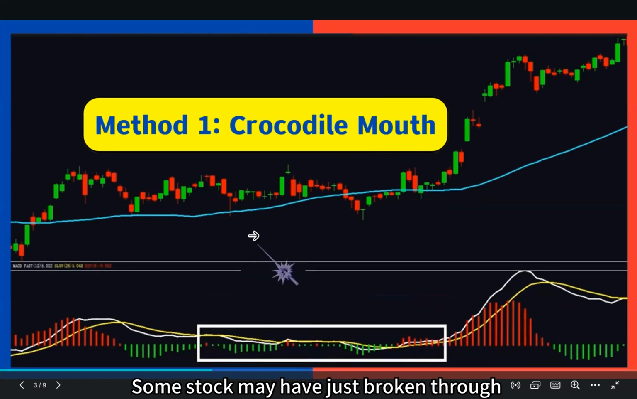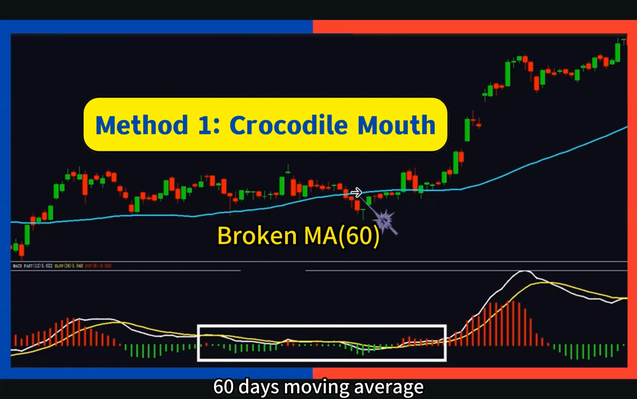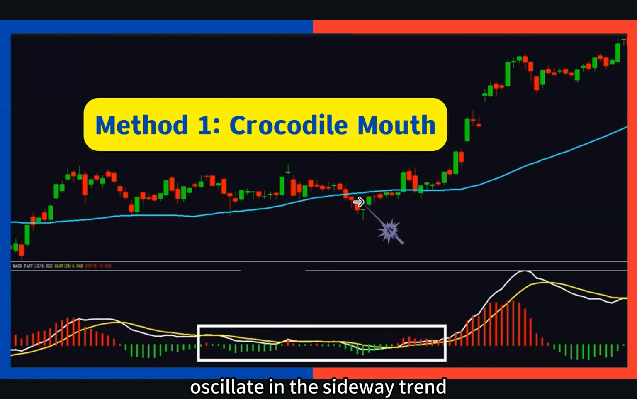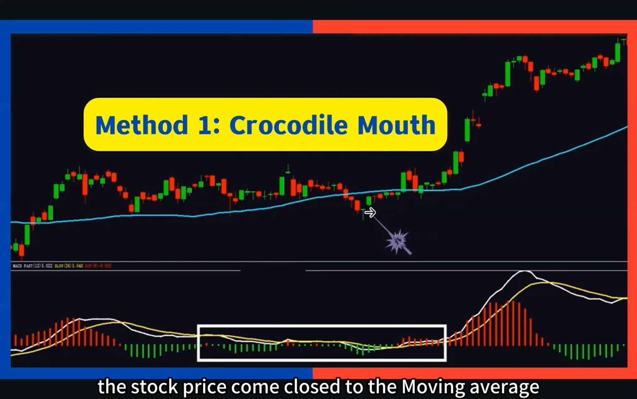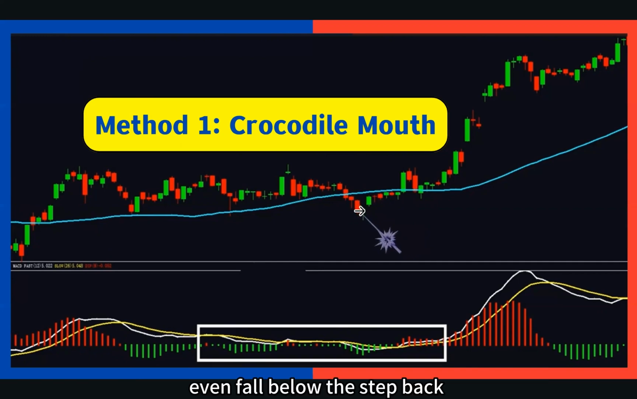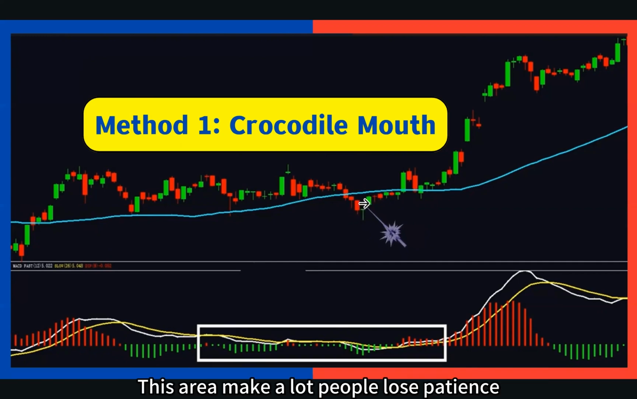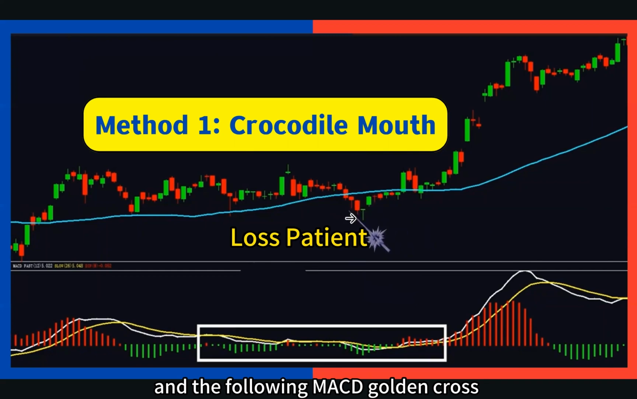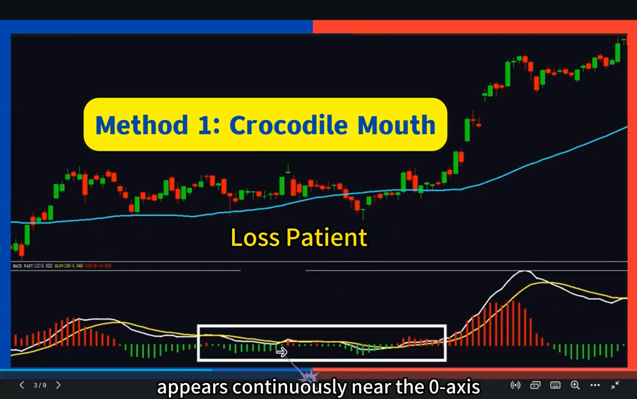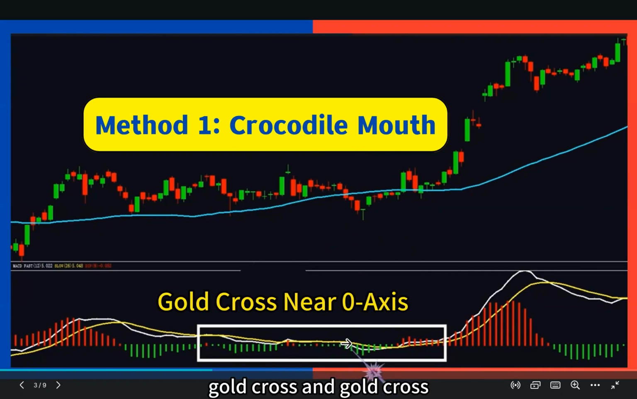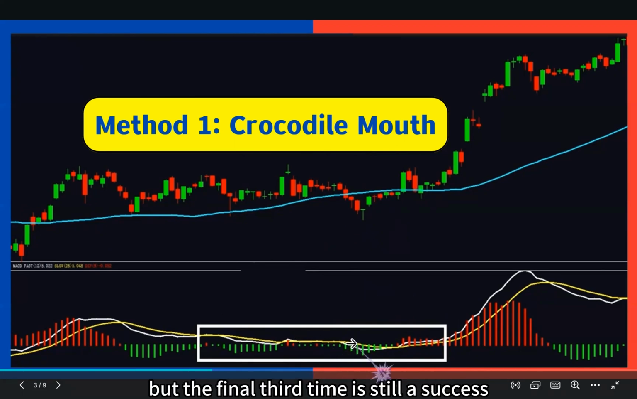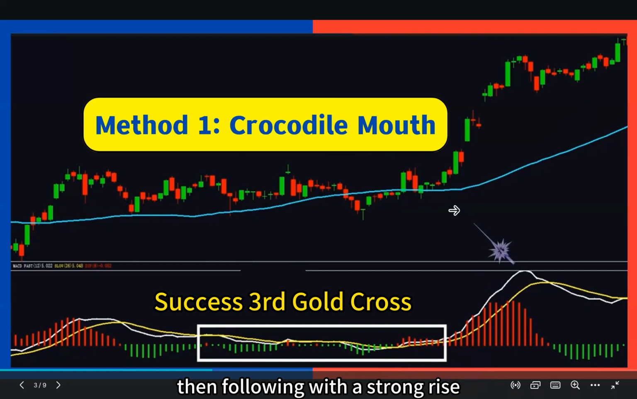Some stocks may have just broken through the 60 days moving average with a little increase, then slowly oscillate in a sideways trend. As a result, the stock price comes close to the moving average, even falls below it and steps back. This area makes a lot of people lose patience, and the following MACD golden cross appears continuously near the zero axis. Golden cross and golden cross. Although there were fake entry signals in the previous 2 times, the final 3rd time is still a success. Then it is followed by a strong rise.